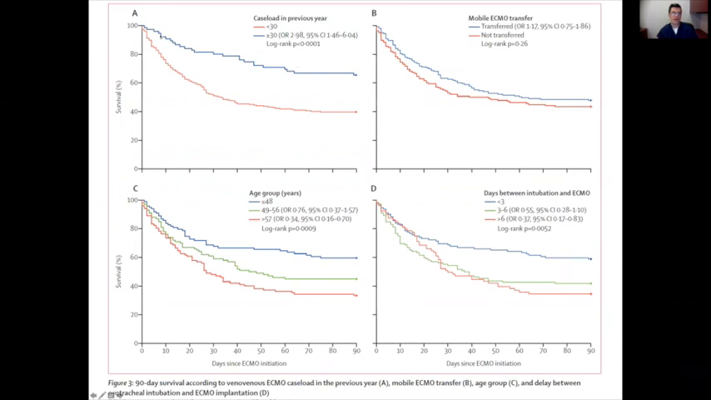And this is case volume, so center experience. The outcomes were much better if you did at least 30 cases a year as compared with less than 30. Whether you were transferred or not with mobile ECMO didn't make a difference.